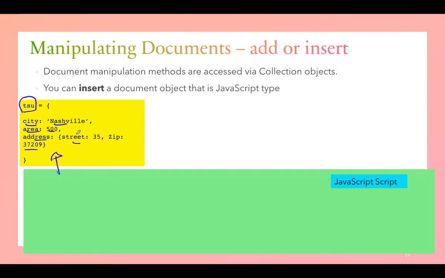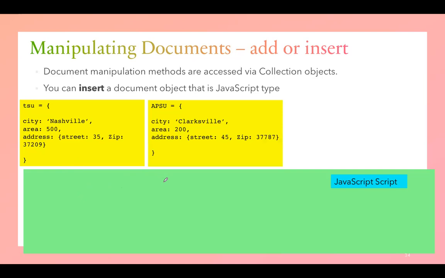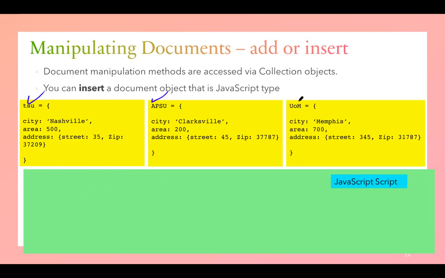So this could be a JSON, or this could be a Python dictionary. Okay, this could be a Python dictionary. They have the same format. So key, value, key, value, key, value type of a structure. So this is a TSU. This is Austin Peay State University, and this is University of Memphis. Okay, they look pretty similar, right? At this point, is there any difference? I don't see any difference. Zip, zip, you have a strict number.